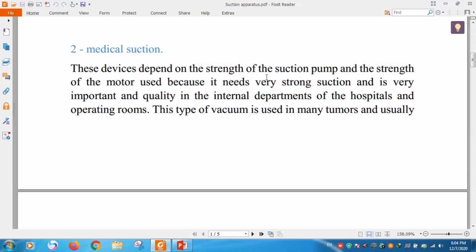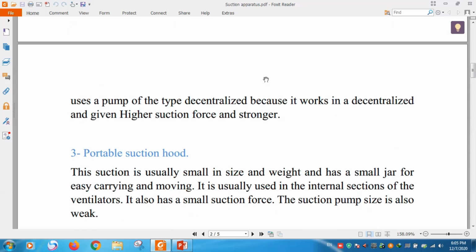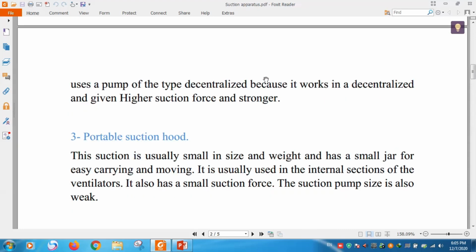Number two, a very important type, medical suction. This device depends on the strength of the suction pump and the strength of the motor, because it needs very strong suction, and it is very important in the internal department of the hospital and operating rooms. This type of vacuum, if you know, is another name for suction. It is used in many tumors and usually uses a decentralized type of pump, giving a higher and stronger suction force.